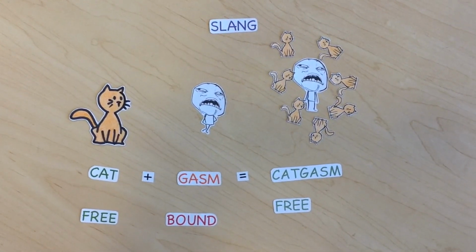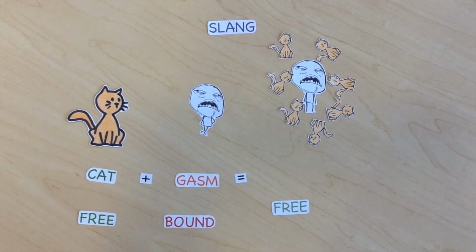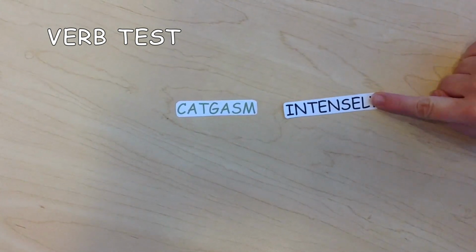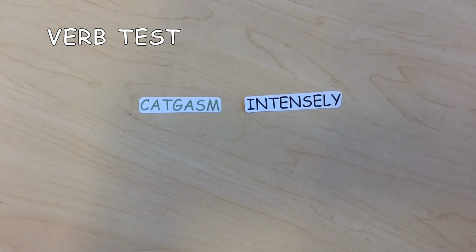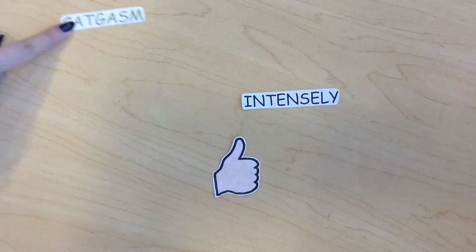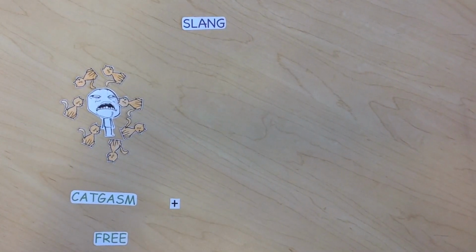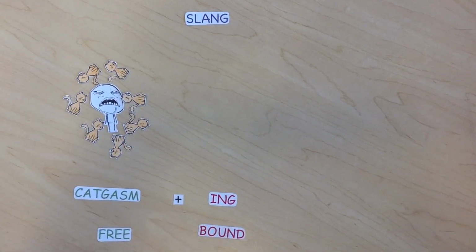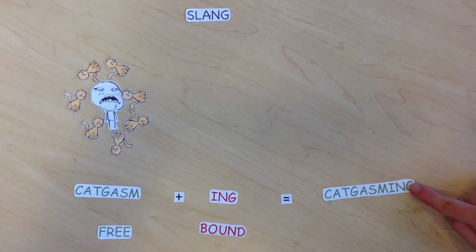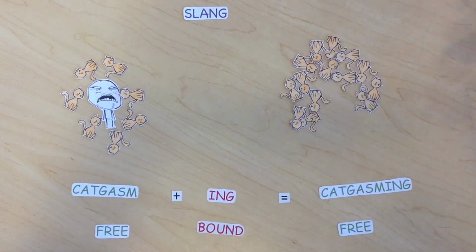How do we categorize the word catgasm? Let's try using a verb test. Since catgasm can precede an adverb, such as catgasm intensely, it can act as a verb. Using catgasm as a verb, what if we wanted to describe someone undergoing the catgasm experience? We can change the word catgasm by adding the bound morpheme ing. Then we get catgasming.